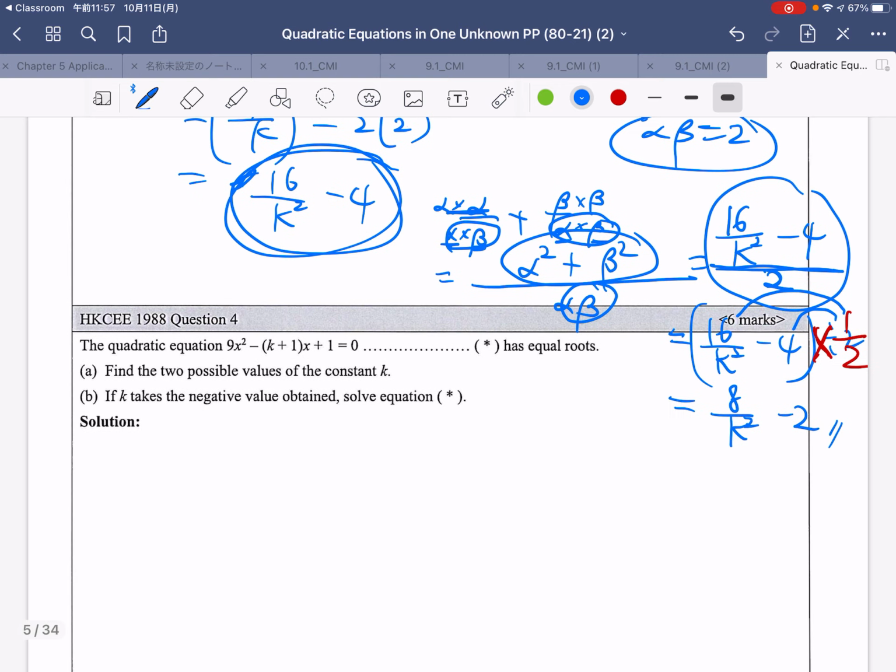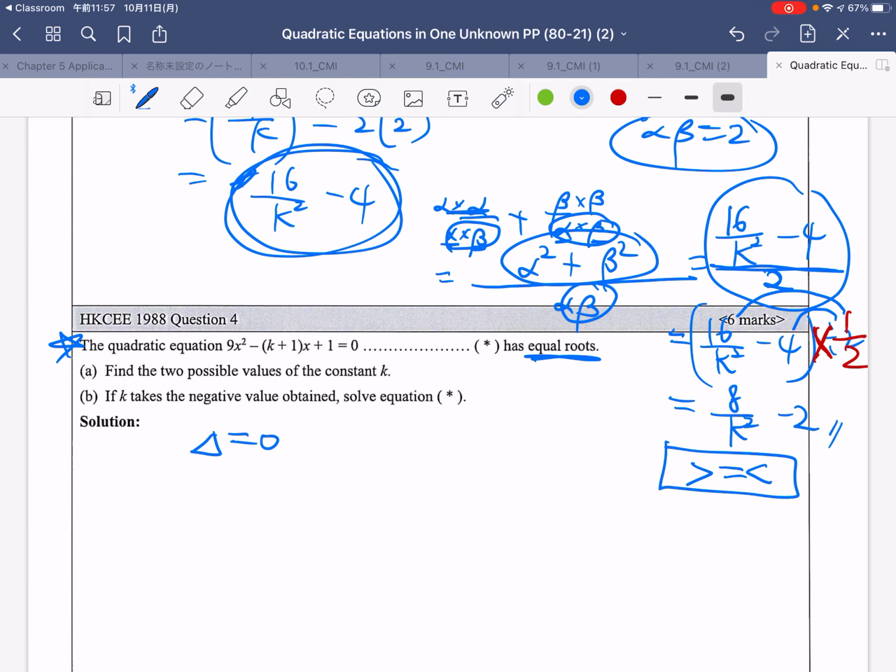Okay, this one, similar questions will appear in the DSE, so please pay attention. You can see equal roots. For equal roots, that means delta equals 0. So this one you must be very careful.